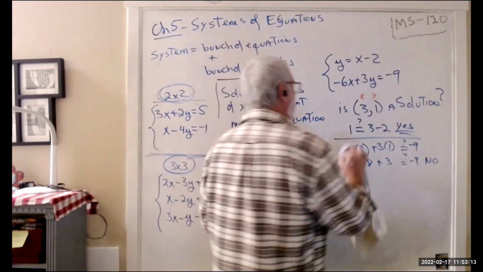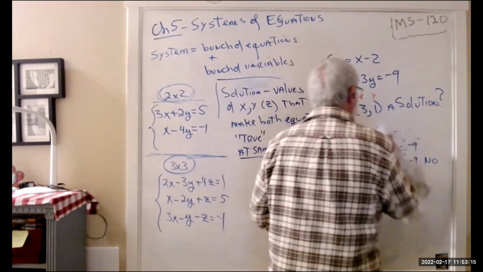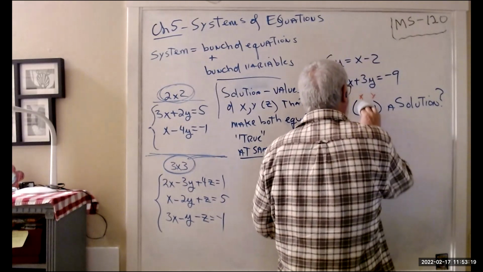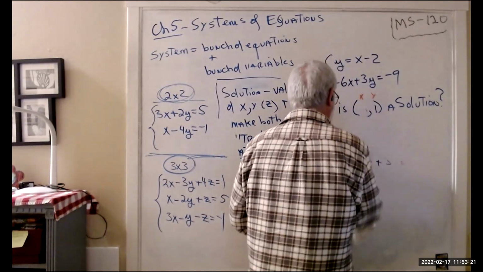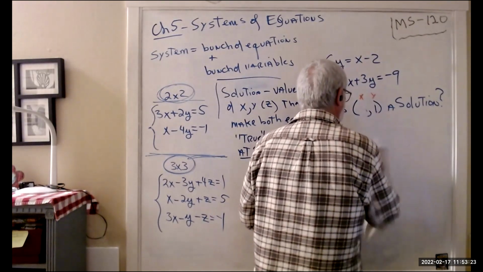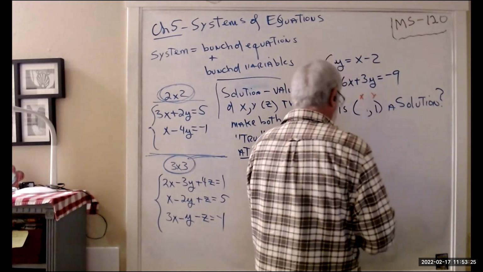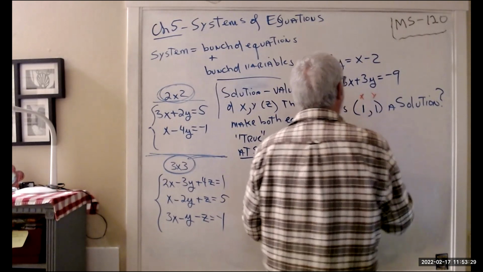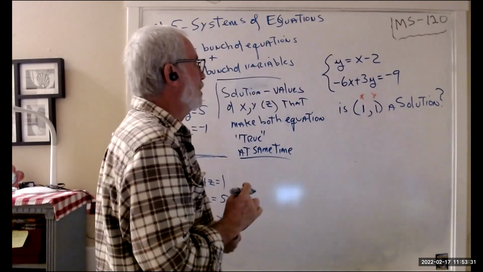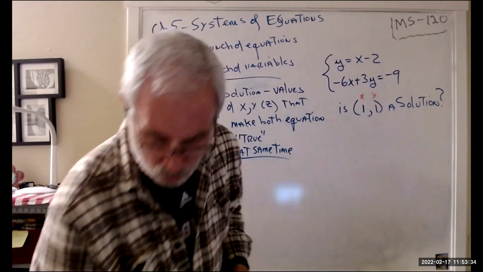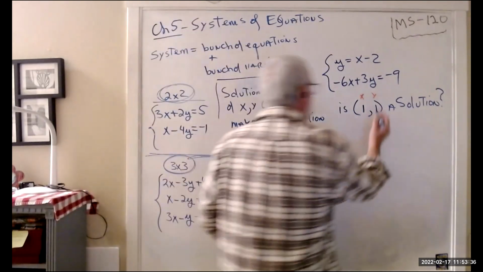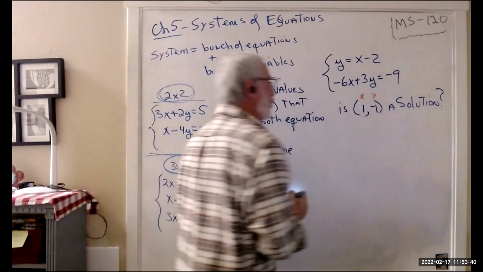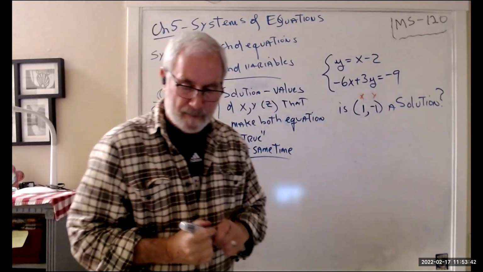All right, then I want you to try this one. Same system. But this time I want you to use the ordered pair (1, -1). Use (1, -1).